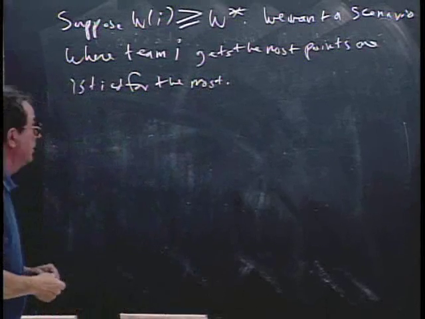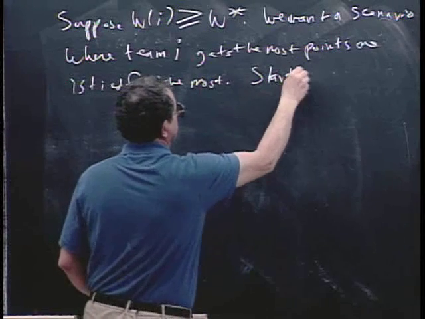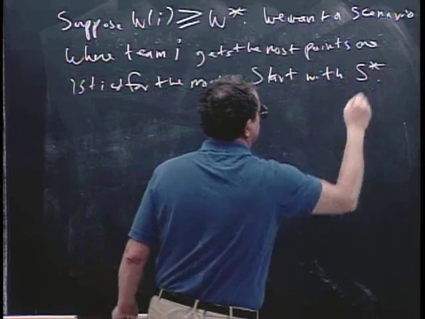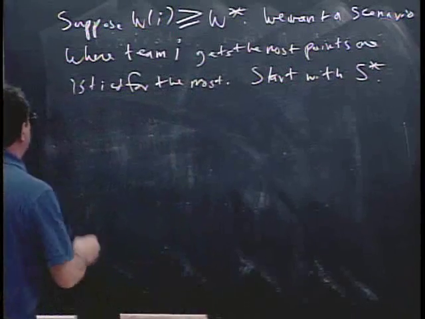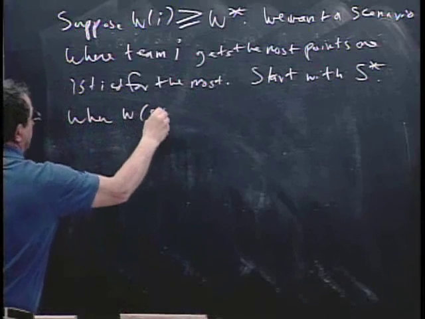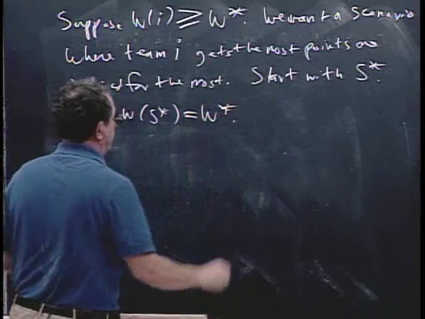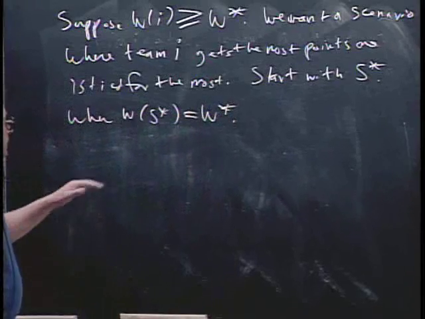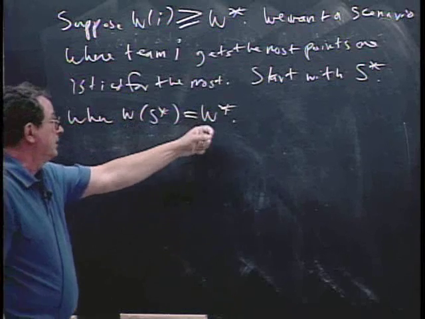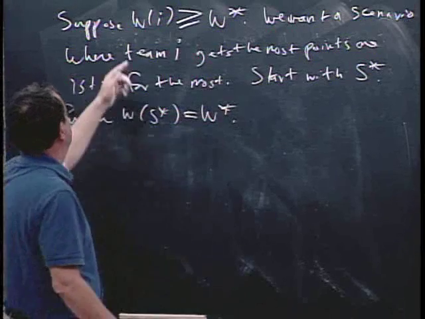Okay? Well, let's start with S star. S star was a scenario where WS star is equal to W star. So some team, in scenario S star, is actually winning, getting W star points. Okay? It might be I.